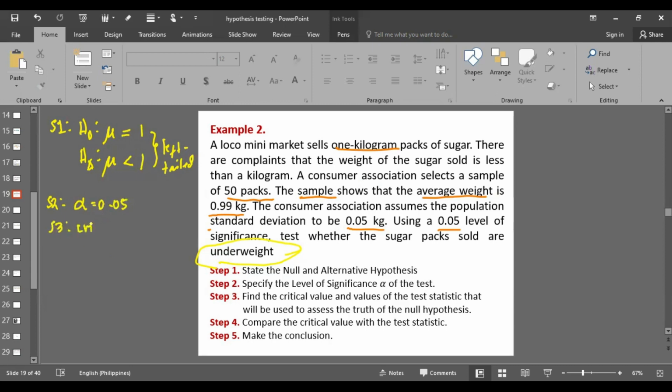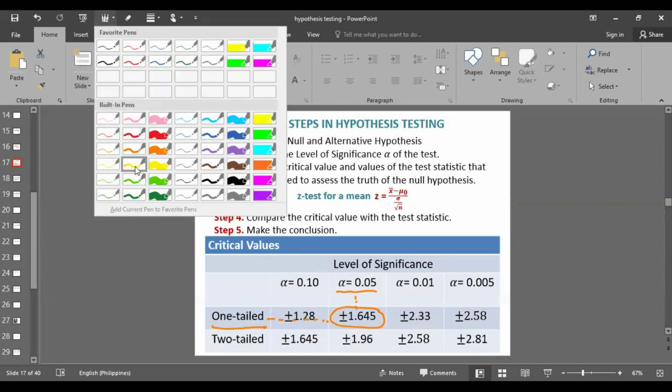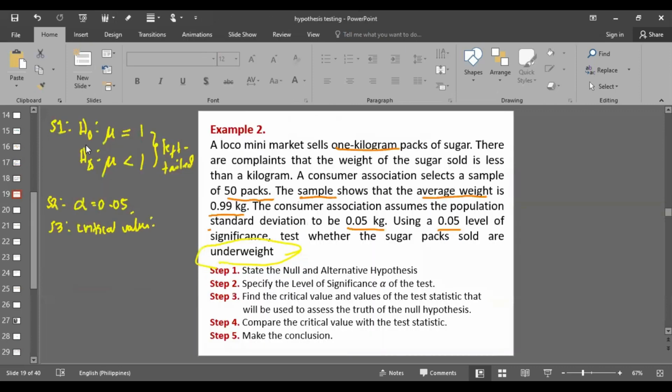Let's find the critical value. Consider the given level of significance, and it is a left-tailed test. Let's use this table again. The level of significance is 0.05 and it is a left-tailed test, so it is understood to be a one-tailed test. Get the intersection. It's 1.645. Since it is a left-tailed test, we will consider only the negative symbol. So our critical value here is negative 1.645.